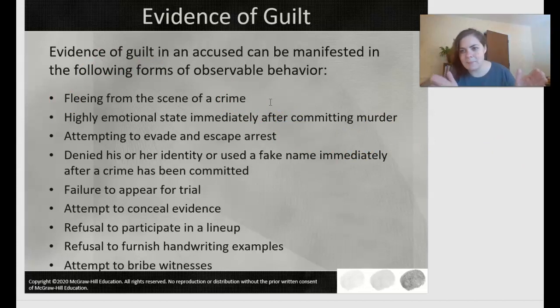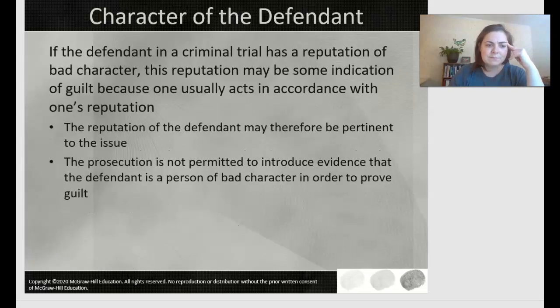So we spent a bit of time talking about all the ways that your consistent behavior can reaffirm itself and potentially be used in a criminal court. These are things that are usually not the way that you would typically behave, but also can show consciousness of guilt and evidence of guilt. Fleeing the scene, a highly emotional state after committing a homicide, attempting to evade and escape an arrest, denying your identity, using a fake name, failing to come back for trial, concealing evidence, refusing to participate in a lineup, refusing to furnish handwriting samples, attempting to bribe somebody.